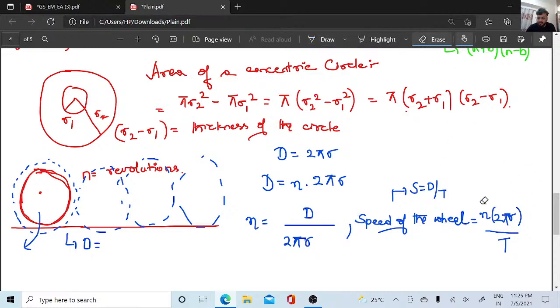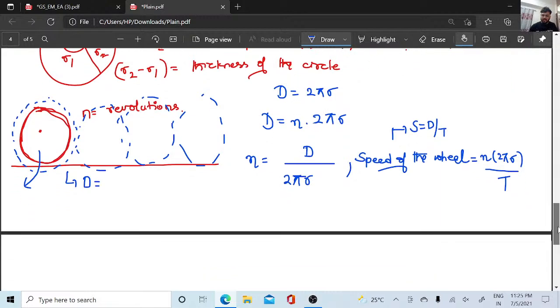Okay, I'll write it again if my handwriting is not legible. So this is n into 2 pi r divided by t, right? This is going to be n into 2 pi r divided by t. Okay, yes. So these were the concepts of circles.